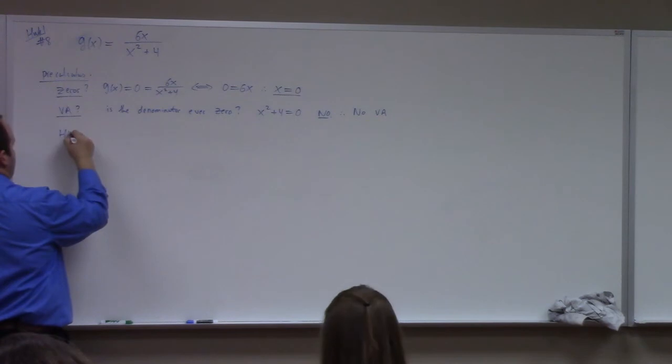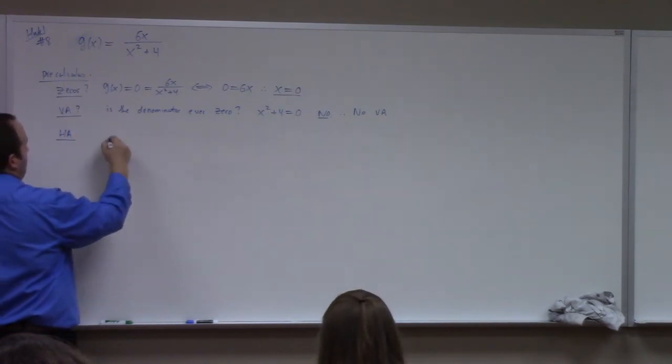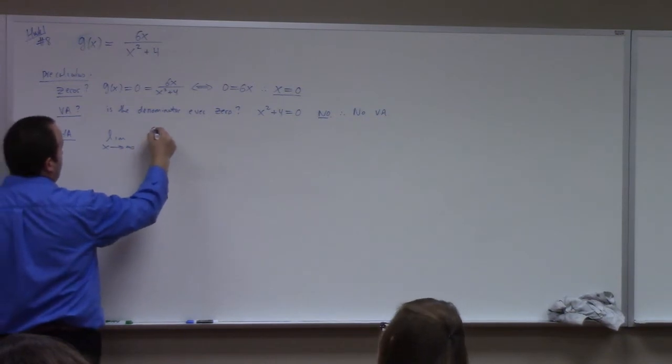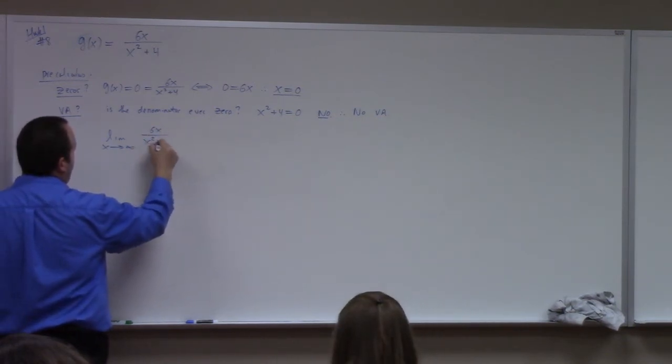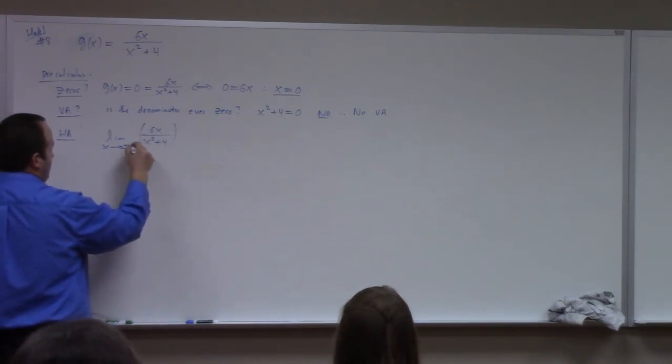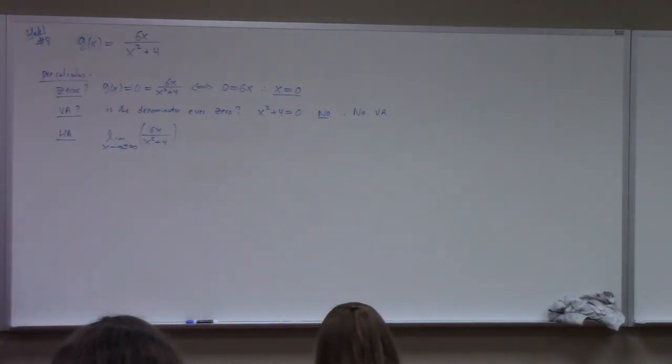And let's see here, while we're at it, how about horizontal asymptotes? What's the horizontal asymptote for this function? In other words, what's the limit as x goes to infinity of 6x over x squared plus 4? And while we're at it, let's do plus or minus infinity, since we can do them both at once and save ourselves some writing. In this case, oftentimes you can. What are the rules for thinking about the limit at plus or minus infinity?